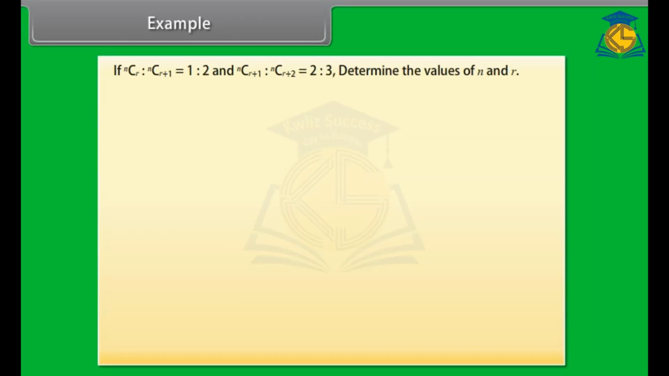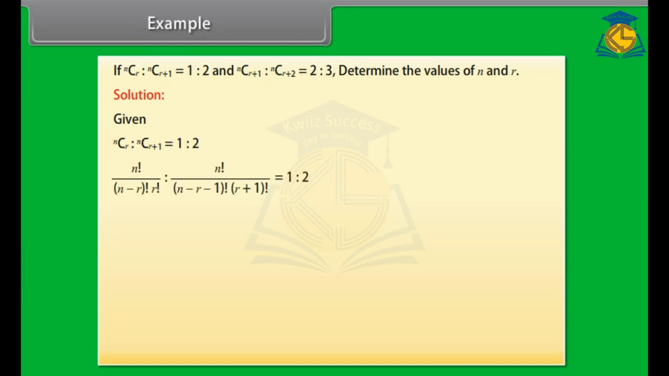Example. If nCr is to nC(r plus 1) is equal to 1 is to 2 and nC(r plus 1) is to nC(r plus 2) is equal to 2 is to 3. Determine the values of n and r. Solution. Given nCr is to nC(r plus 1) is equal to 1 is to 2.